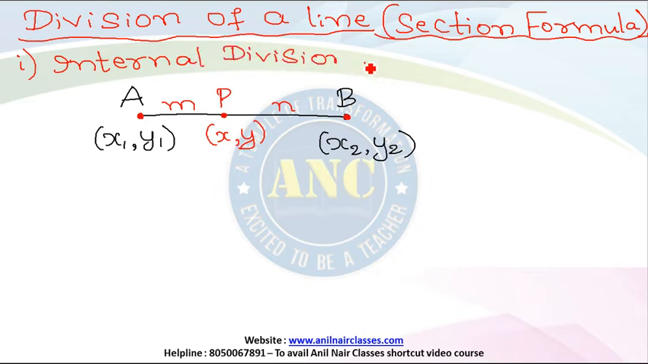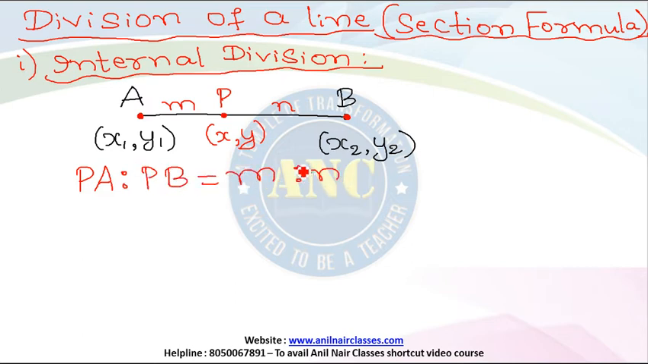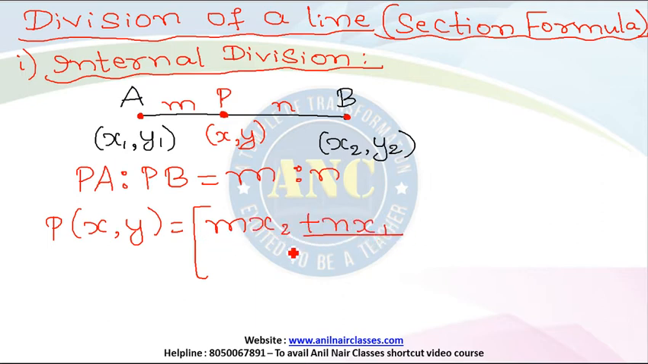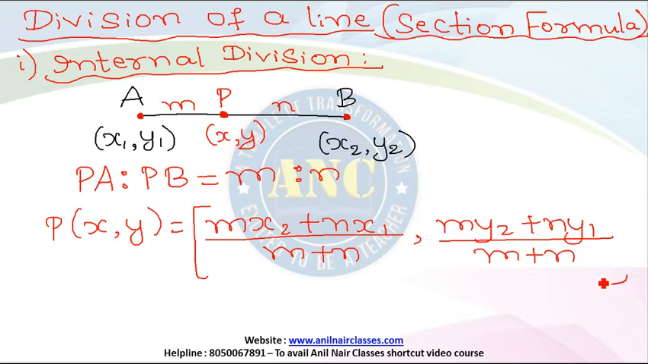It is internal division. That means P divides A and B in the ratio m is to n. That means the distance PA and the distance PB, the ratio is nothing but m is to n. Now, what I am trying to say here is, for internal division, the point P, x comma y, I am not going for the proof of this. I am just giving you what is required for your examination. Point P x comma y, the person who came and divided both of us, can be expressed in the form mx2 plus nx1 divided by m plus n. This is the first coordinate, and my2 plus ny1 is the y coordinate, divided by m plus n.